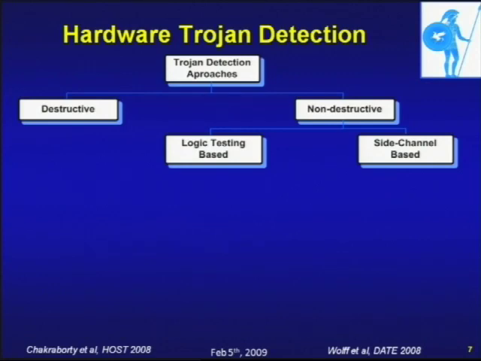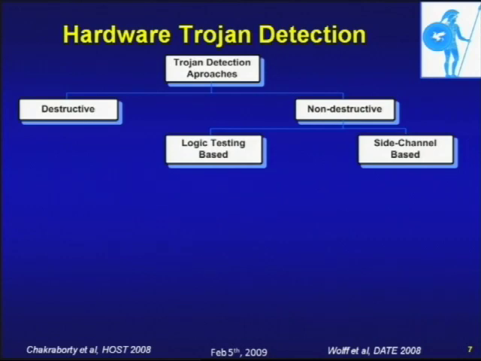In the non-destructive approach, you take the IC and do some testing on it based on electrical parameters. And this testing can be either logic testing or side channel testing. In logic testing, you give some inputs and try to find out what the output is. And if the output does not match the expected output, then you probably have a Trojan inserted into the circuit.